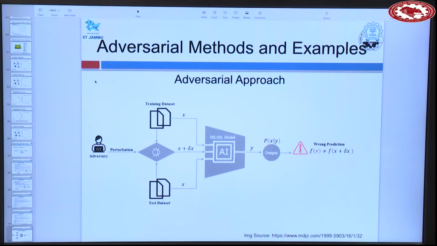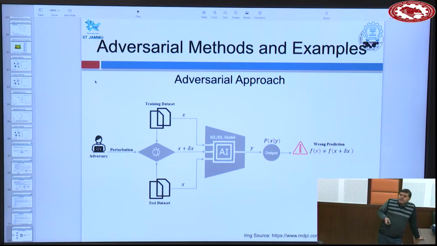So, this is the adversarial approach here. You have an adversary which tries to corrupt the samples. You have a training data set, you have a test data set, and this module basically comes into play during real-time operation when you have deployed your model. You have the AI model, you have the prediction and you get the probabilities. So, the idea of the adversarial approaches is to get wrong predictions.